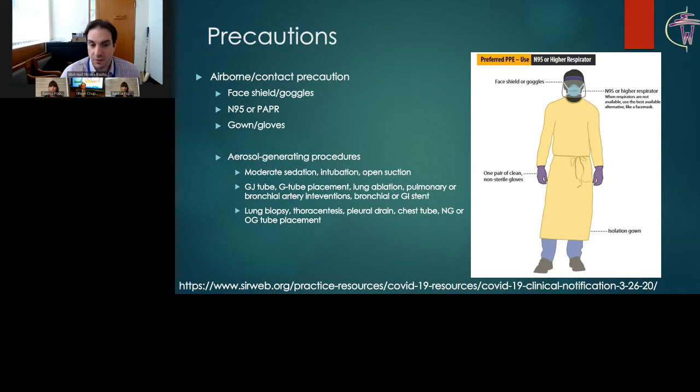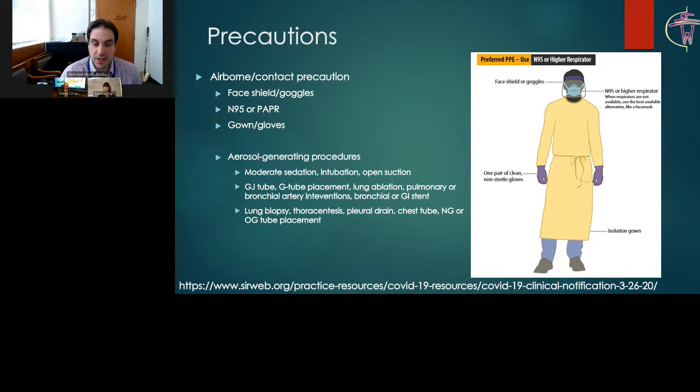And per the Society of Interventional Radiology guidelines, other procedures that are included are gastrojejunostomy tubes, gastrostomy tube placement, lung ablation, pulmonary or bronchial artery interventions, bronchial or GI stents, as well as lung biopsy, thoracentesis, pleural drain, chest tube, nasogastric tube, or orogastric tube placement.